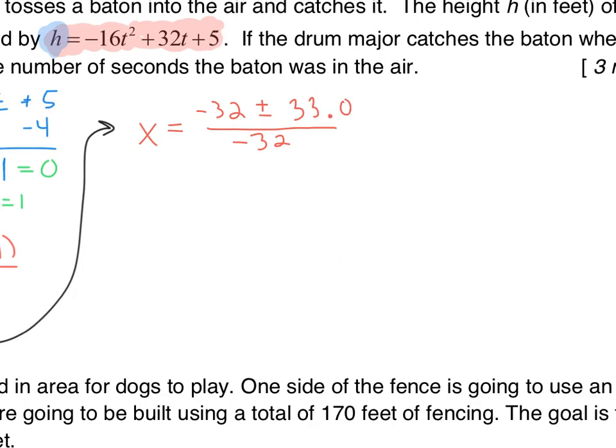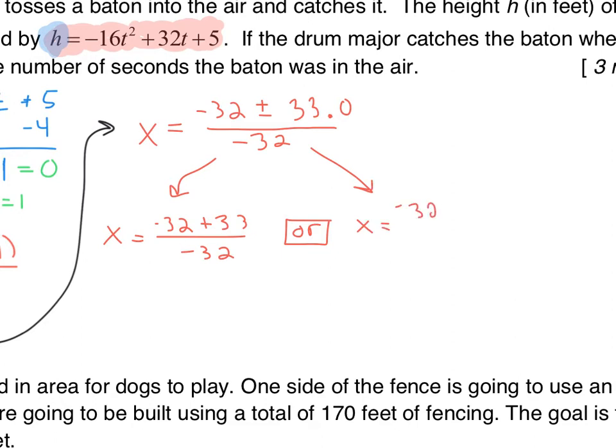Now I can go ahead and do the break apart, and here's kind of what I did on the last problem as well. Negative 32 plus 33 over negative 32. Or, I have another solution as well, the minus part. X equals negative 32 minus 33 over negative 32. Now check this out. In the first answer, I'm going to have a negative number that's smaller than a positive number I'm adding to it, divided by a negative. My answer there is going to work out to be negative. I'm going to terminate this line of thinking right now.